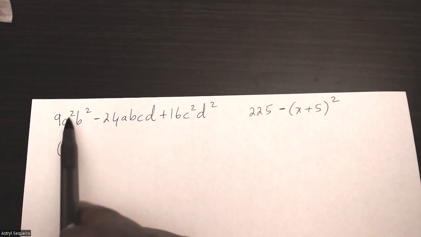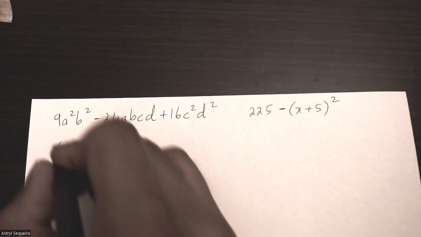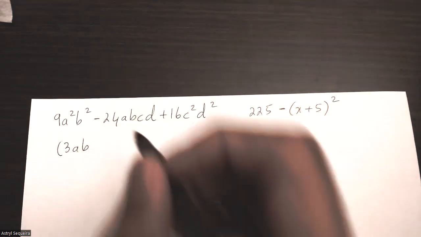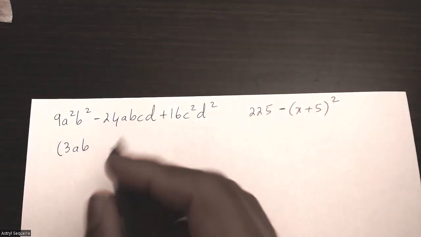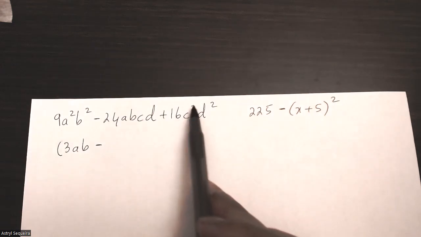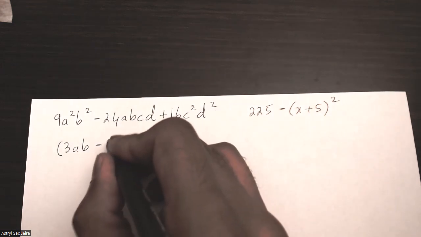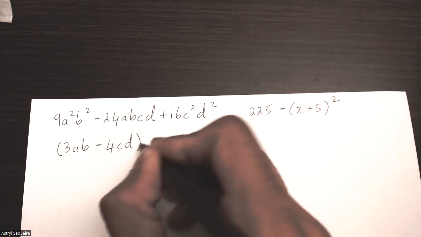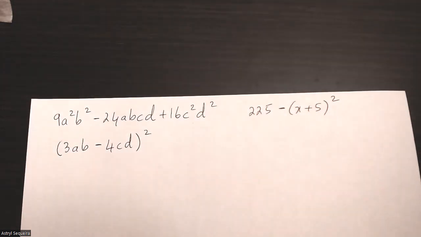The square root of 9a squared b squared is just 3ab. I take the sign from the middle term. And the square root of 16c squared d squared is just 4cd, and then I put a square.